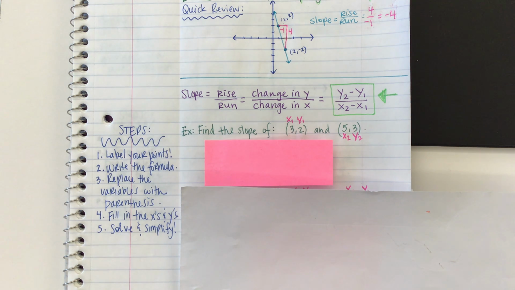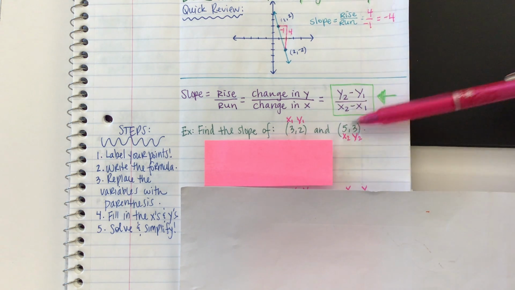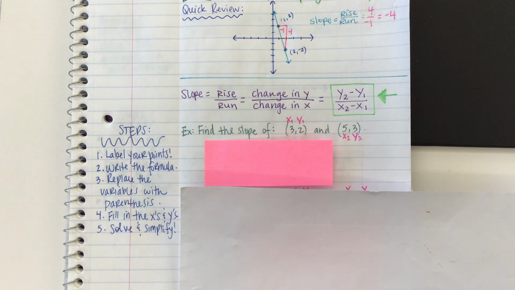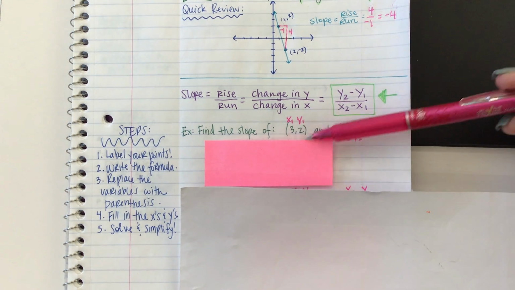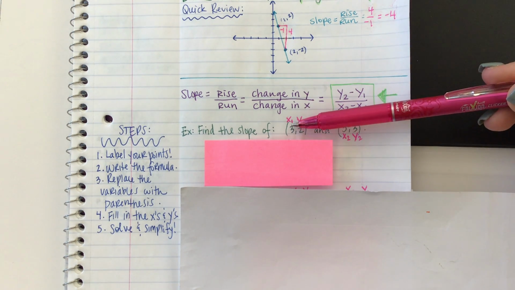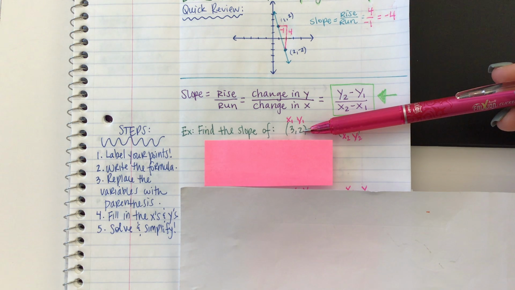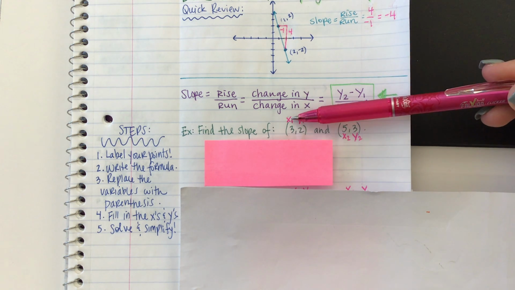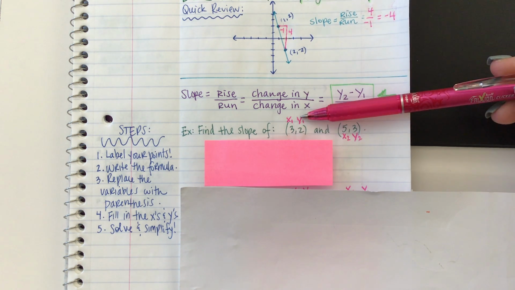So the steps are as follows. The first step is to label your points. If you notice, I already did that for my example. Our example states, find the slope of the line given the points (3, 2) and (5, 3). So the first thing I did was I labeled my points. This is my first point. This is my first x and my first y. Therefore, the 3 is x1 and the 2 is y1.